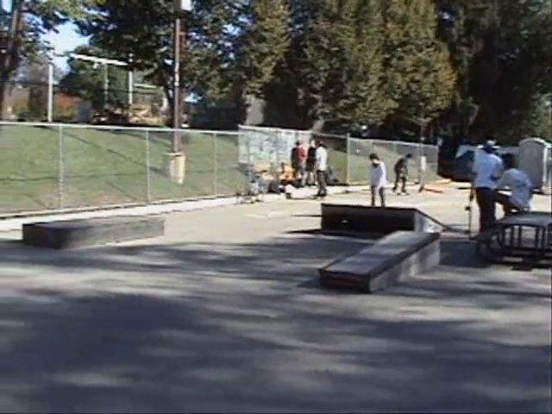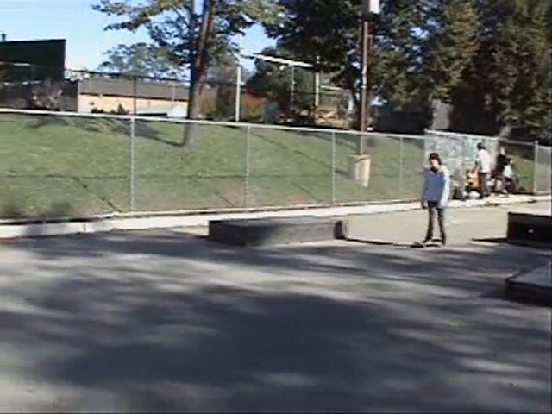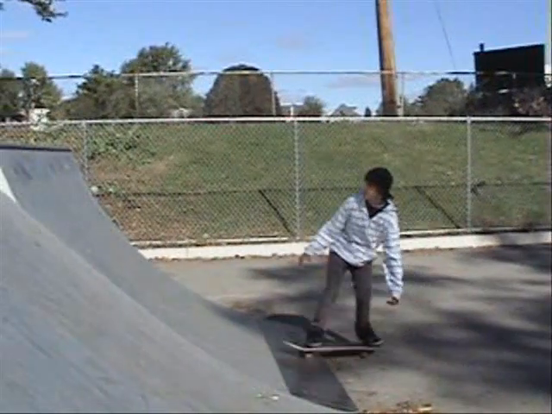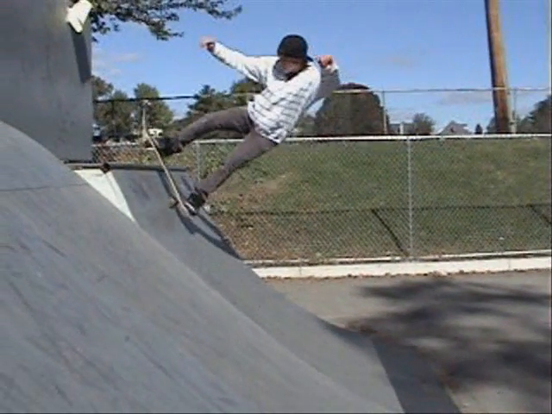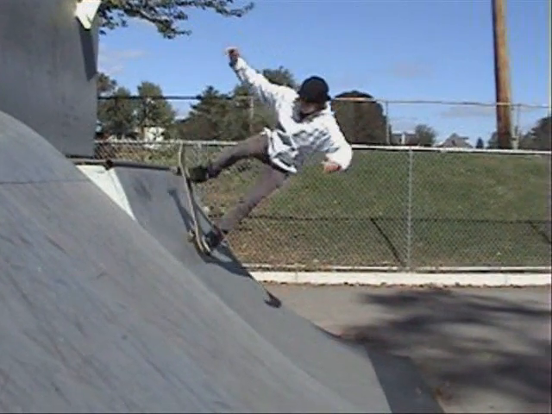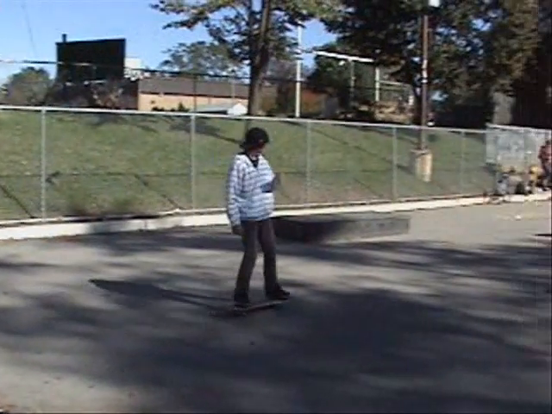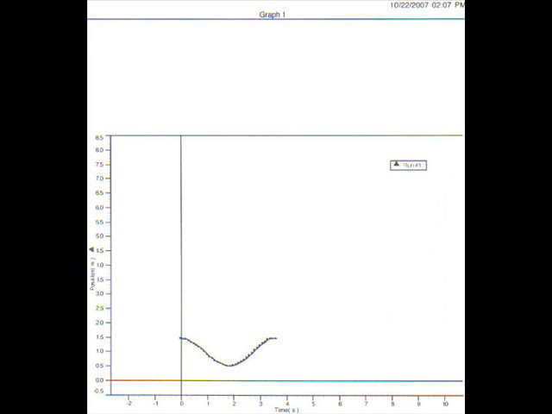He starts out going at a constant speed. Then, as he goes onto the ramp, he has negative acceleration. Then stops. Then he has positive acceleration as he goes back down. This graph shows Austin going up the ramp with negative acceleration, stopping, then coming back down with positive acceleration.